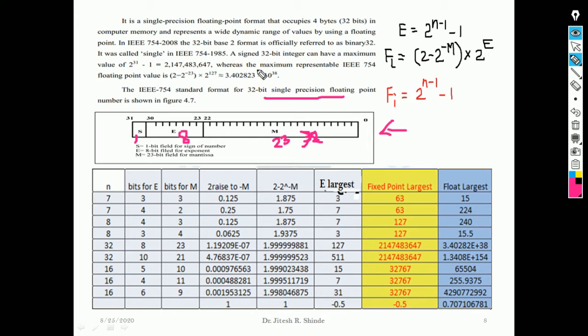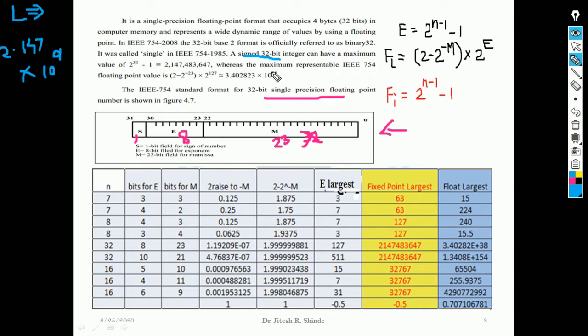Now, a signed 32-bit integer can have a largest value of 2 to the power 31 minus 1, which comes out to be around 2.147 times 10 to the power 9, approximately. So the largest value in the 32-bit fixed point representation scheme is 2.147 times 10 to the power 9.